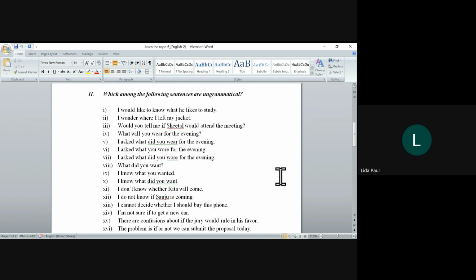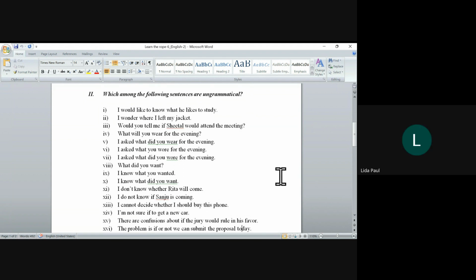Both if and whether would be correct, grammatically right. If it is subordinate, no. See, the whole of that phrase: would you tell me if Sheetal would attend the meeting? "If Sheetal would attend the meeting" is your subordinate clause here, right? Because if is a complementizer, that is what makes that whole clause subordinate. But we are talking about what follows the complementizer. If the thing that follows the complementizer is a sentence that can stand on its own, then you can use either if or whether.